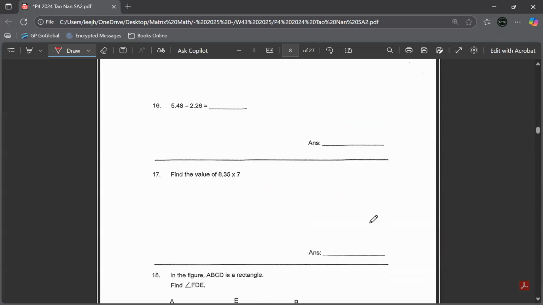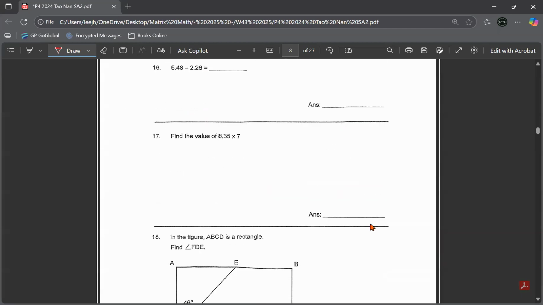Question number 16. 5.48 minus 2.26. So 5.48 minus 2.26. 8 minus 6, 2. 4 minus 2, 2. Decimal point, 5 minus 2, 3. 3.22.